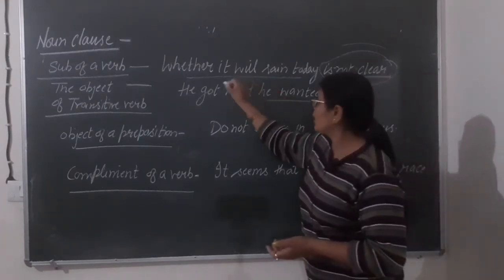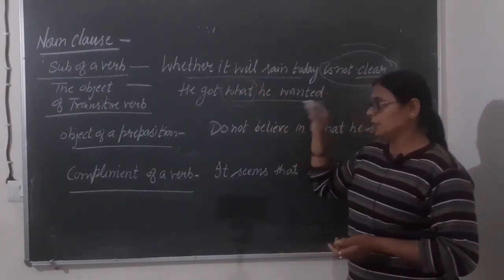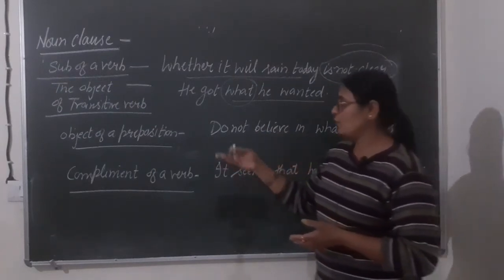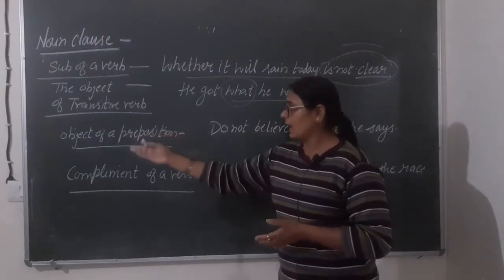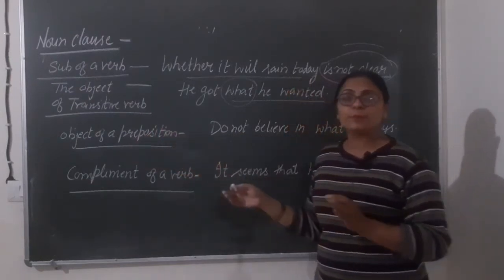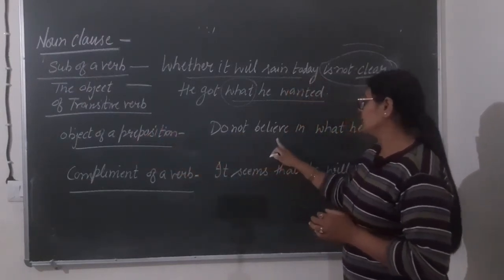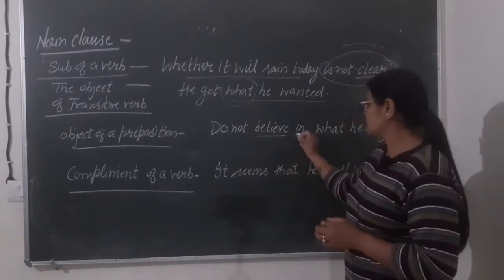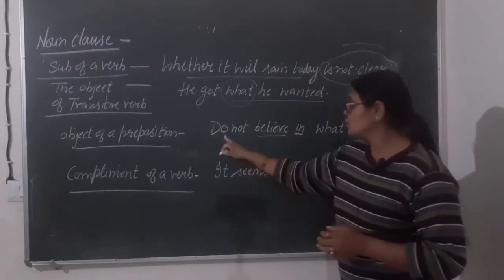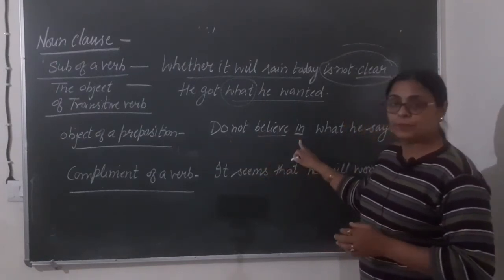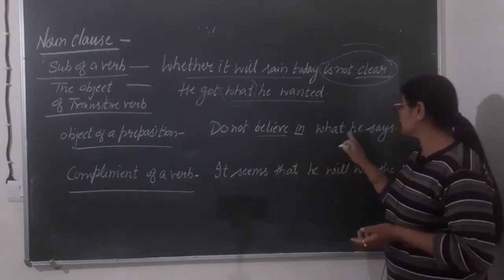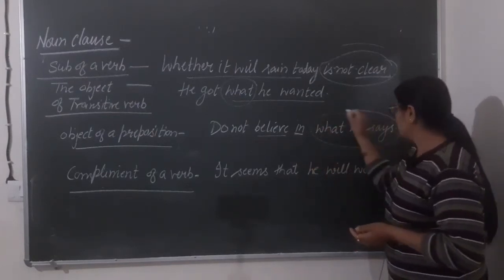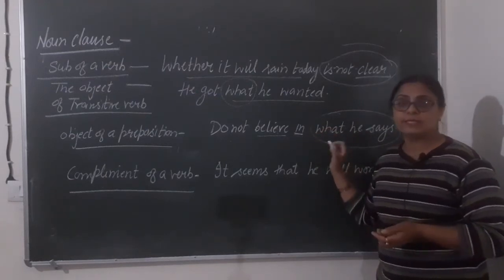Fine. This is qualifying our object here. Next, it is working as an object of a preposition. Don't believe. Don't believe, it is our verb. In, this is our preposition. Don't believe in. What not to believe? What he says. Here the answer is given: what he says.